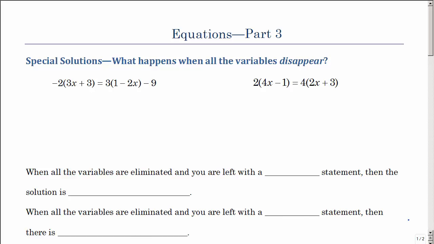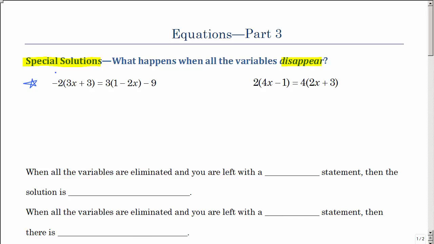On this last lesson about equations, we're going to look at what we can do if the equations look complicated, but we also are going to look at some special solutions, as in what happens when all the variables disappear. Do you just stop? No, you don't. So let's look at this problem right here.